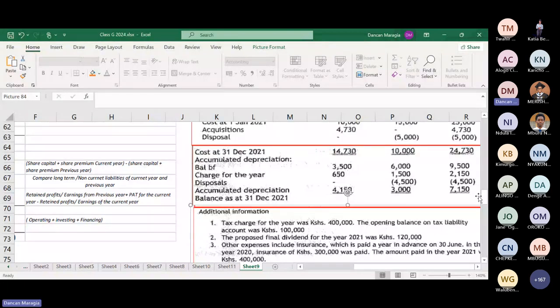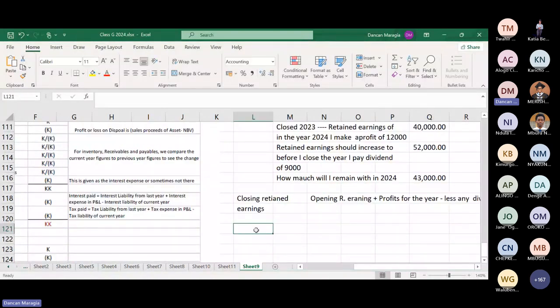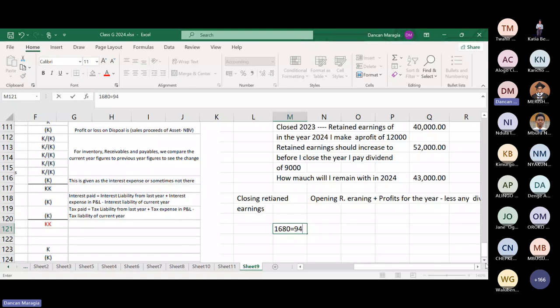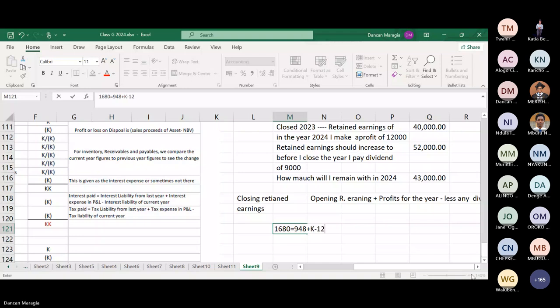So you've got that. Let's come down here. So we are saying in 2020, we have our closing retained earnings, which is 1680. This should be equal to opening retained earnings, which was 948, plus profit for the year, which we do not know, then minus dividends proposed for the year, final of 120, should give us 1680.